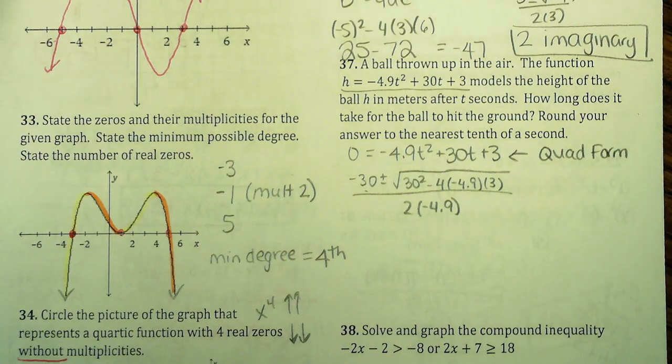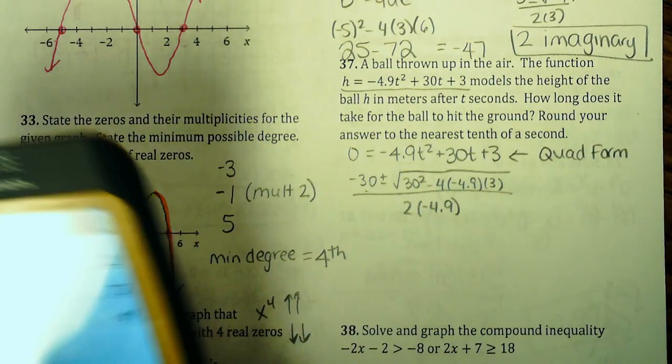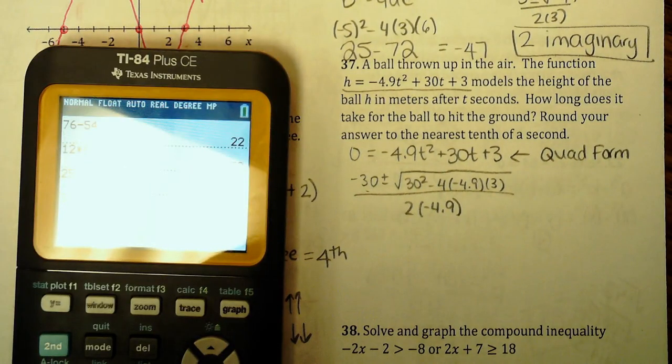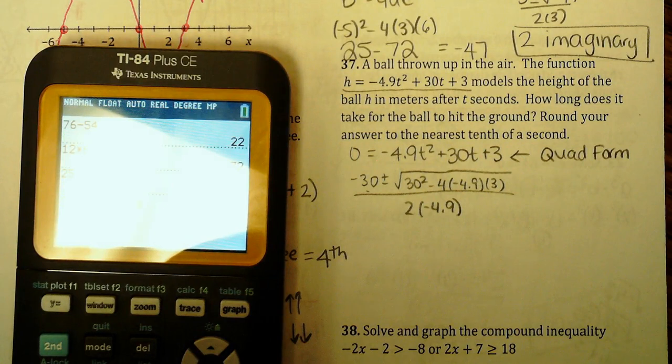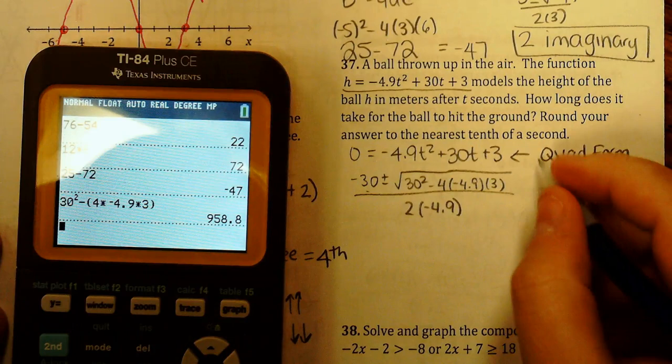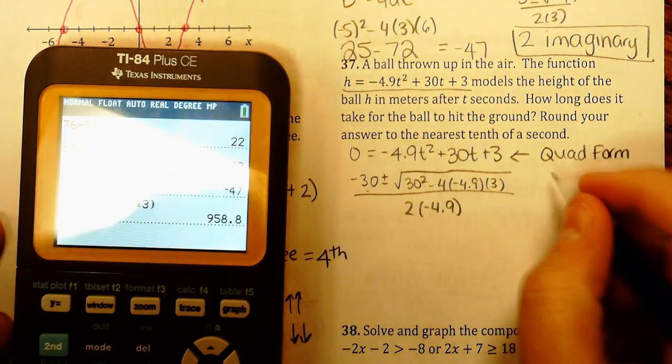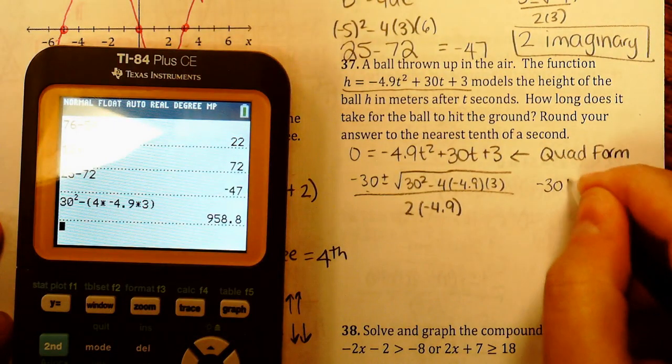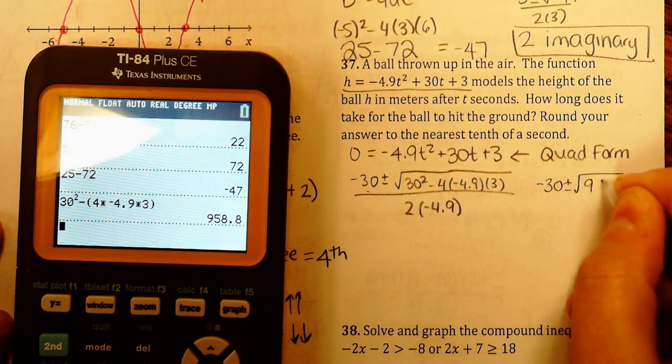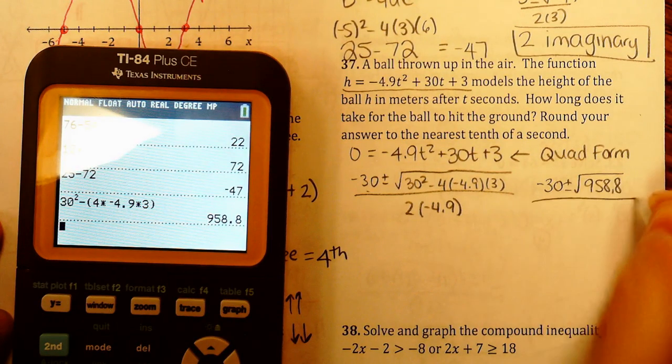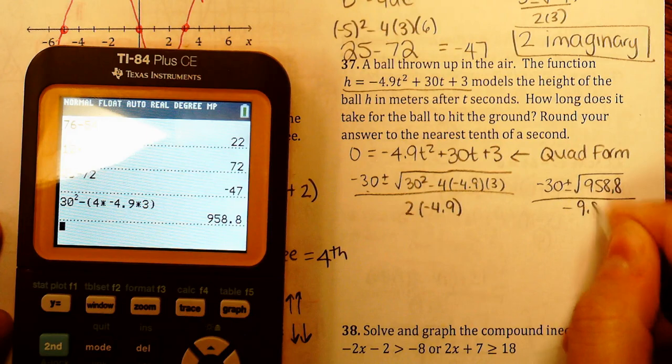Now, this is going to be a nasty number. So let's just do this real quick. I'm going to do 30 squared minus, and then I'm just going to put this whole thing in parentheses, 4 times negative 4.9 times 3. Okay. And so we're going to end up with negative 30 plus or minus the square root of this junk, 958.8, over, if you multiply this, negative 9.8.